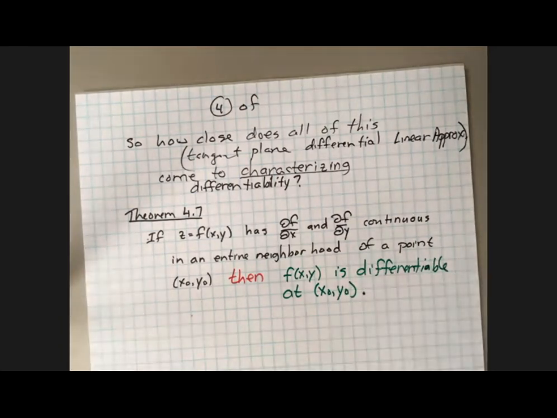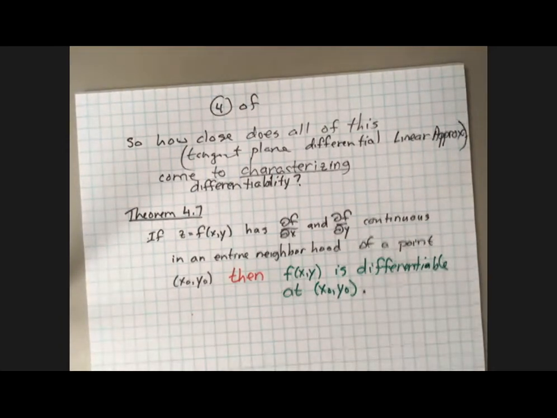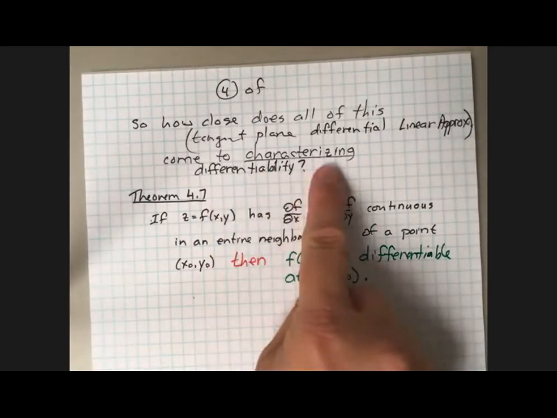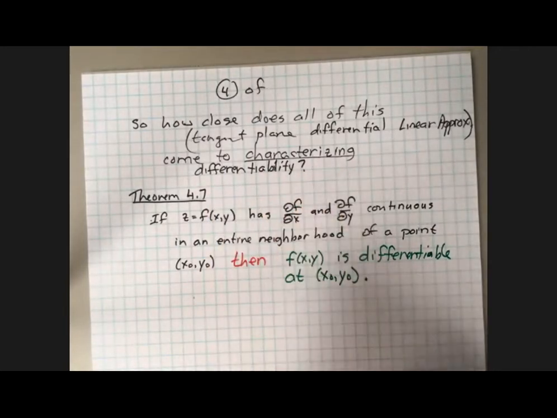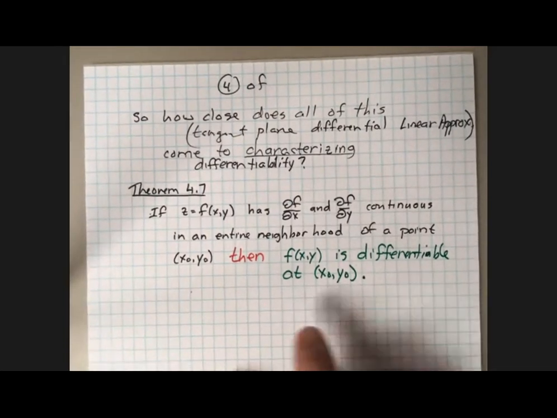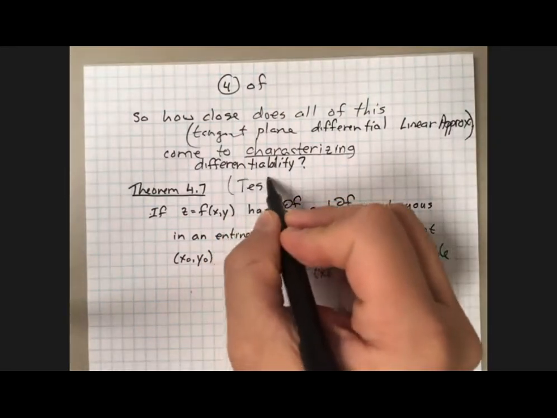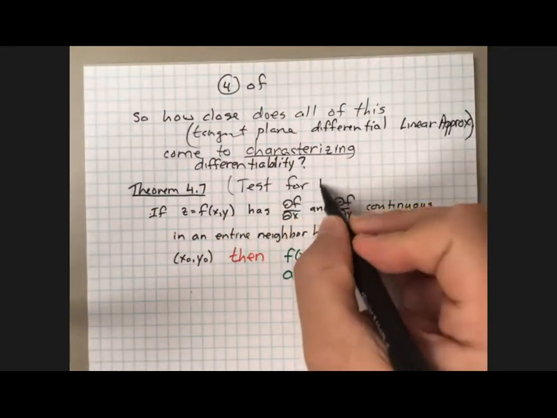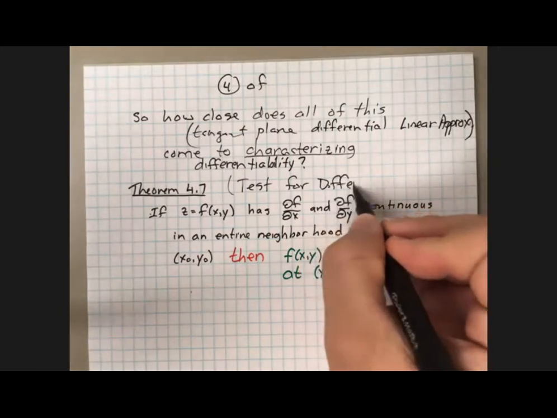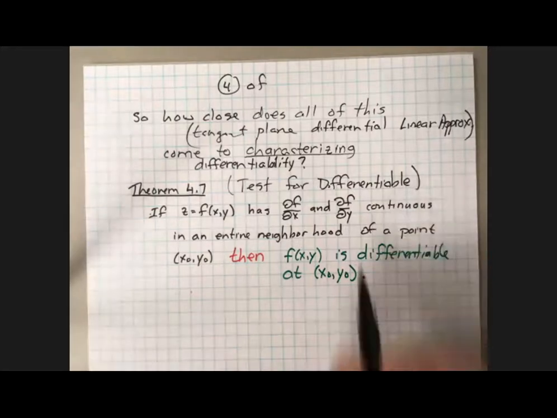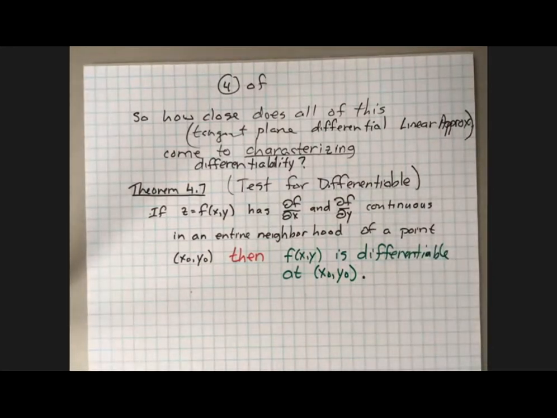So let me explain why I chose the colors here and why I chose the words I did, and that will wrap it up for today. So characterizing differentiability means this is the exact way to describe it. And we can't do that. What I can give you, and that's what this is called, is a test for differentiability. It says, if you have this, then you know your function is differentiable. But even if you don't necessarily have this, your function might still be differentiable for some other conditions.